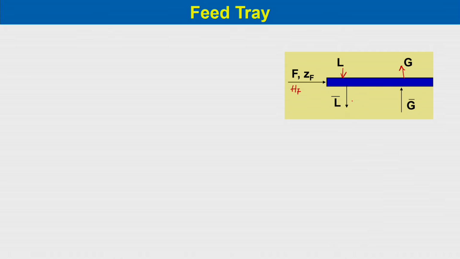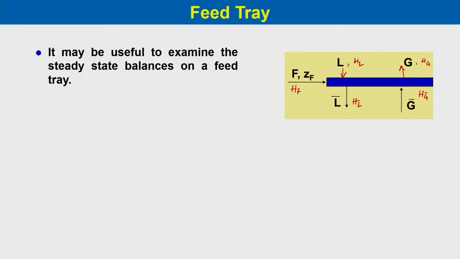So, these have the enthalpies: this is HF, this is HL bar, this is Hg bar, this is Hg, and this is HL. Now, it may be useful to examine the steady state balances on a feed tray.